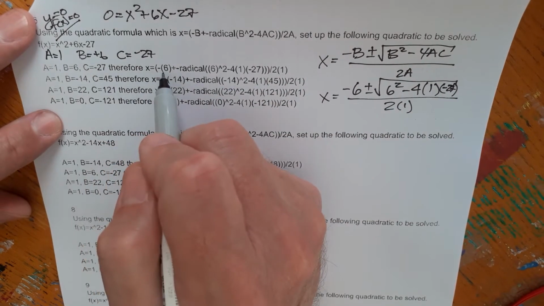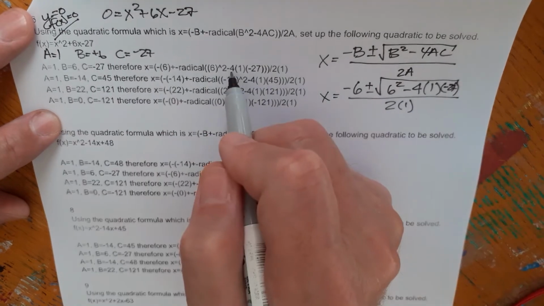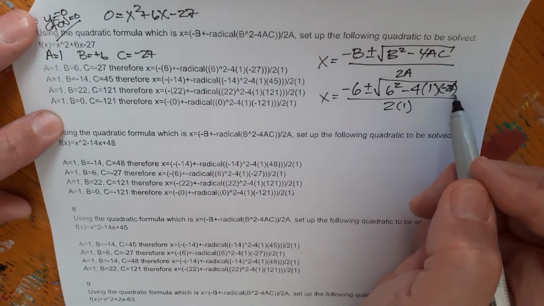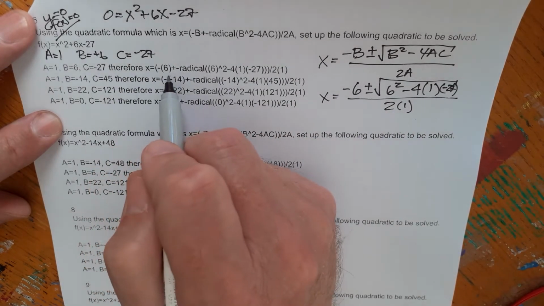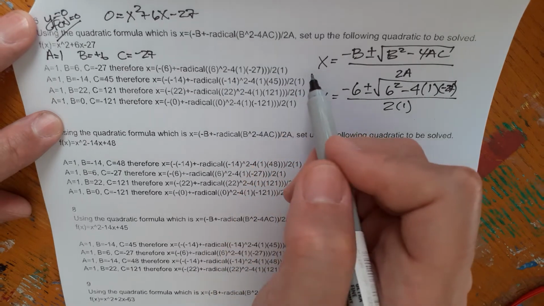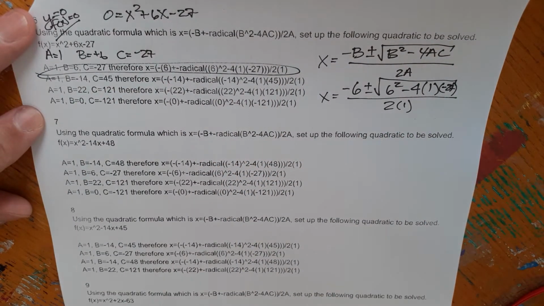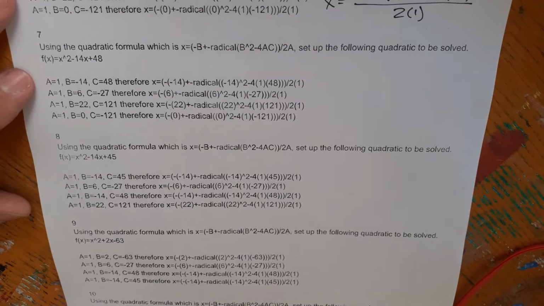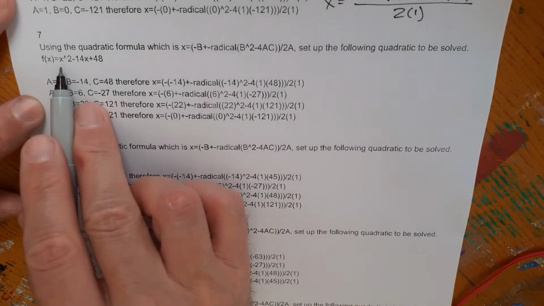And here they have x equals negative 6 plus or minus radical 6 squared minus 4 times 1 times negative 27 divided by 2 times 1. A little bit hard to see, but that's it. All right. Let's see if they ask us on this one to set it up using the quadratic equation, and they give it to us. Set up the following to be solved.